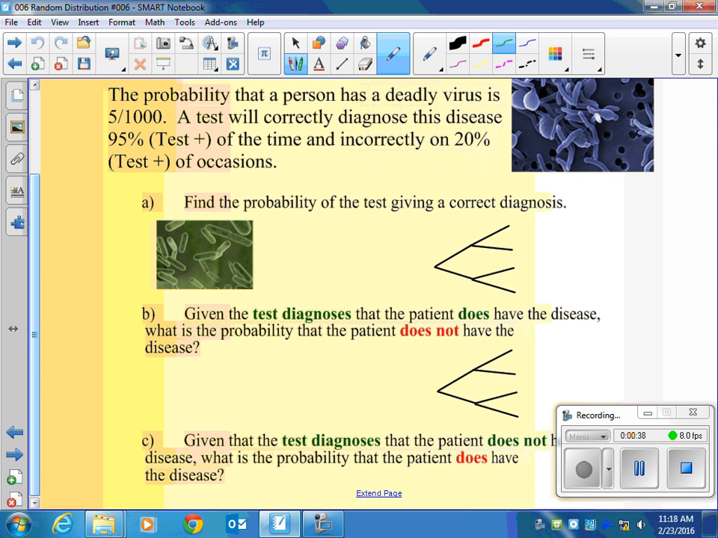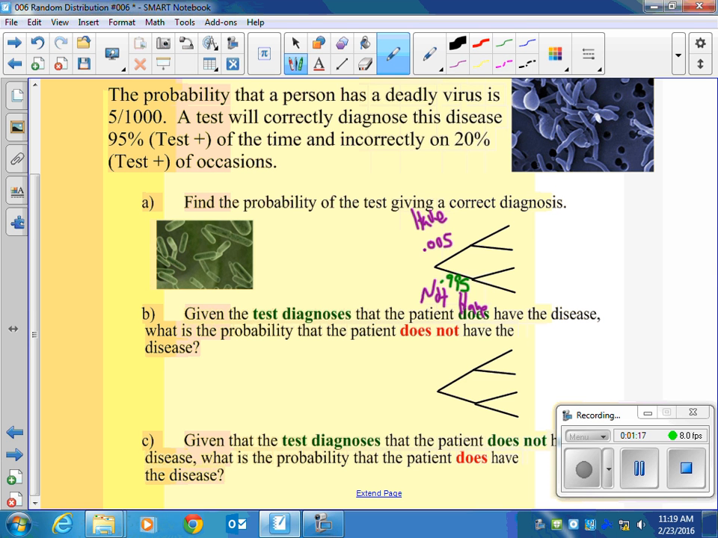So what we want to do is set up a nice little tree diagram of what's going on. You're either going to have the disease or you're not going to have it. Do you agree with that? Okay. Then, if you have it, it's 0.005. If you don't have it, it's what? 0.995. Good.